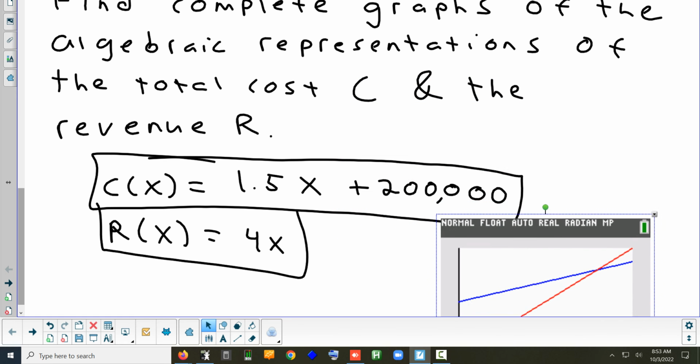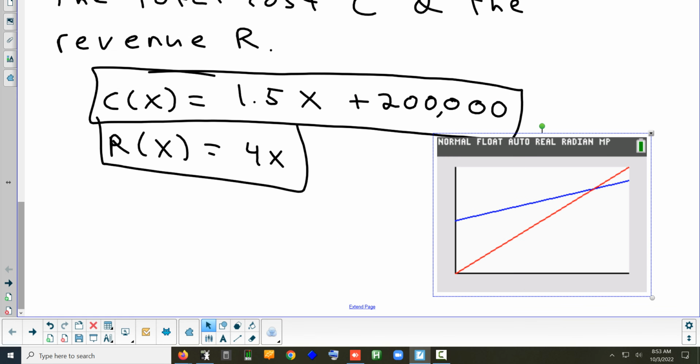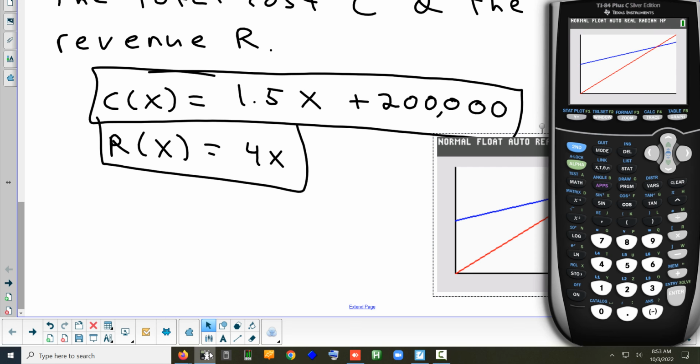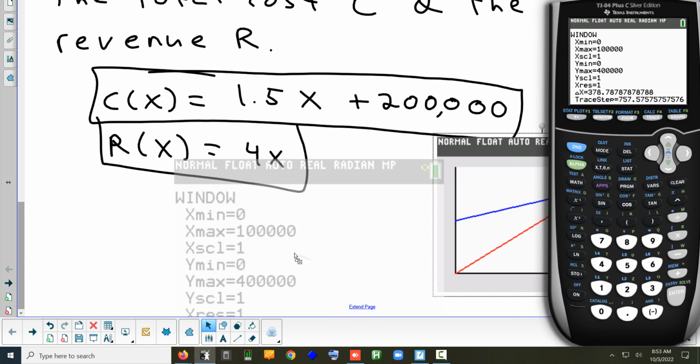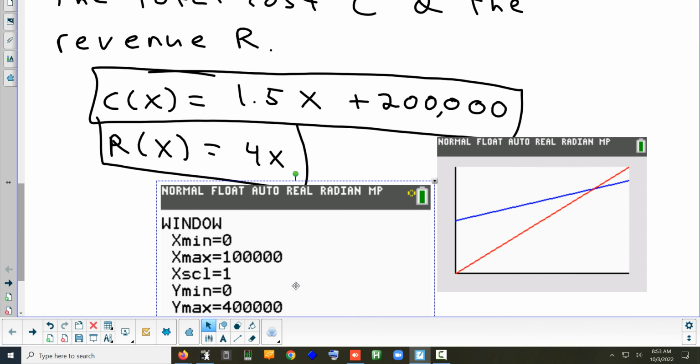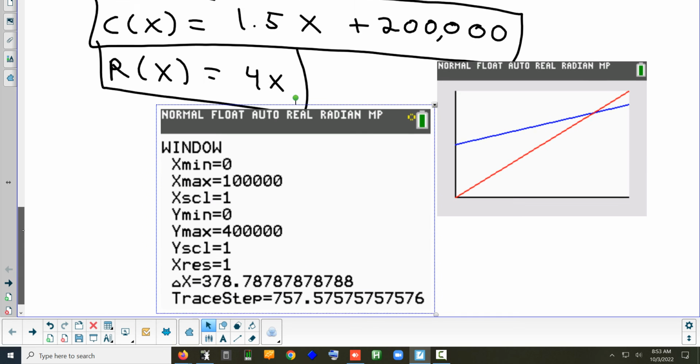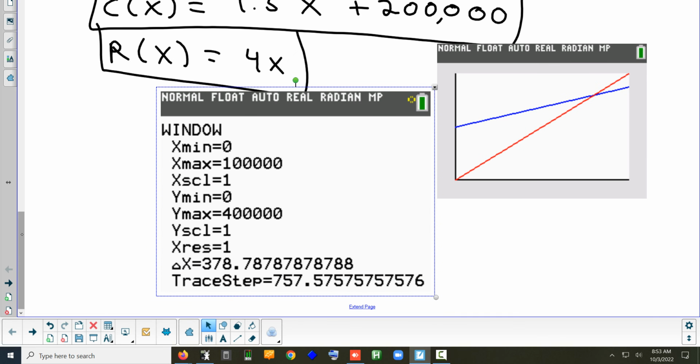And that's it. So for that one, you'd want to just write down the window. And here is the window that we used. Not the only window you could use, but that's a pretty good one where you can clearly see where they cross. Now, this point has a special name.